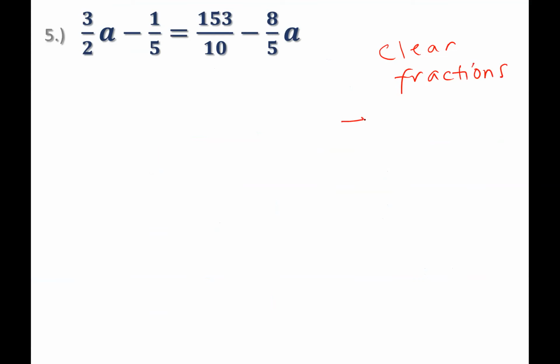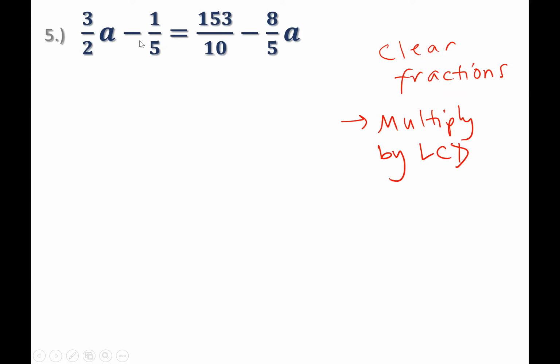What we're going to do is find the LCD, the least common denominator, and then we will multiply the entire problem by the LCD. Okay, so here's the problem. 3 over 2a minus 1/5 equals 153 over 10 minus 8/5 a. So you can see our denominators are 2, 5, 10, and 5.